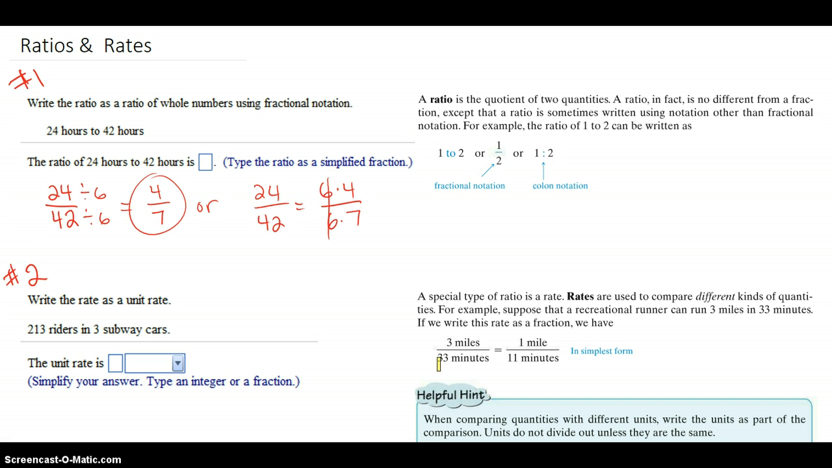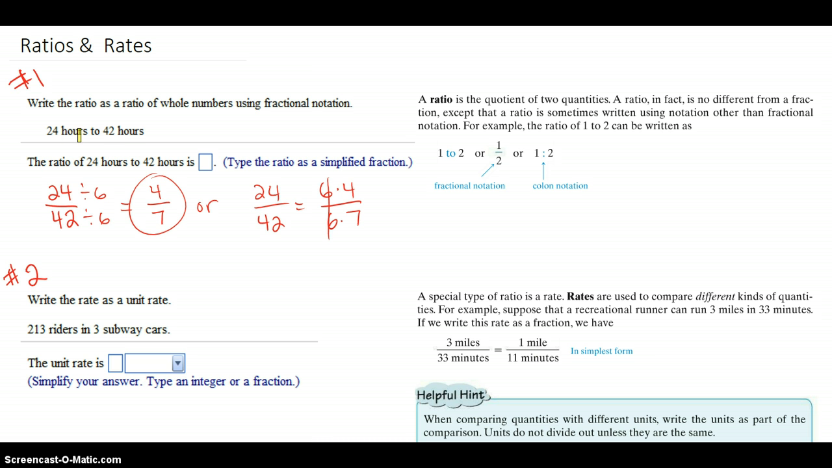This can be reduced as well, just like our example of number 1. 3 goes into both the numerator and the denominator, so 3 goes into 3 one time, 3 goes into 33 eleven times, so 1/11. But notice how you cannot cancel. The miles and minutes cannot be canceled. You have to leave the different units. So that is the difference.